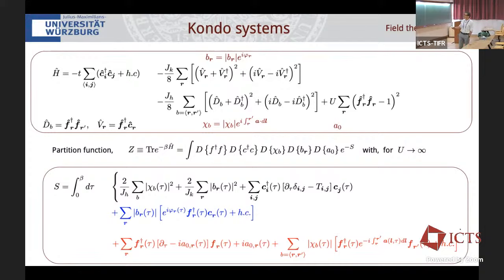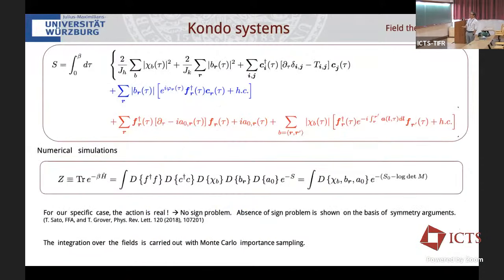So the T here embodies the hopping. These are the fields you have put into here. This corresponds to this. This is basically the hybridization, F dagger C. And then this is the constraint, A0. This is then the Heisenberg Hamiltonian, right, in this U1 formulation. So let me skip the next slide.